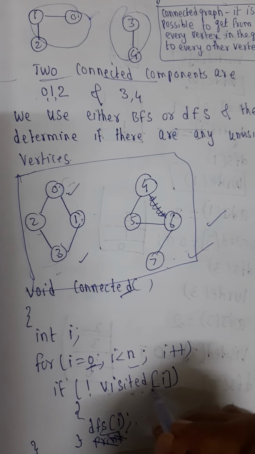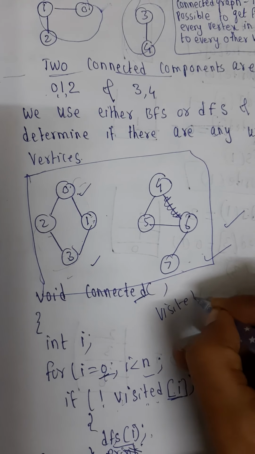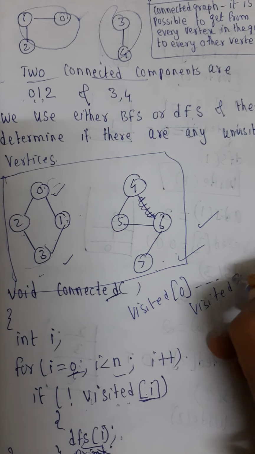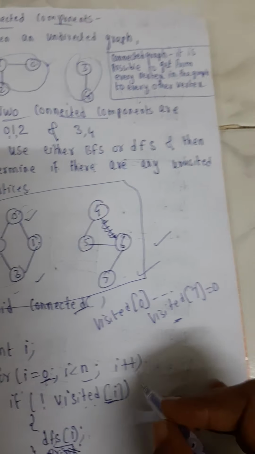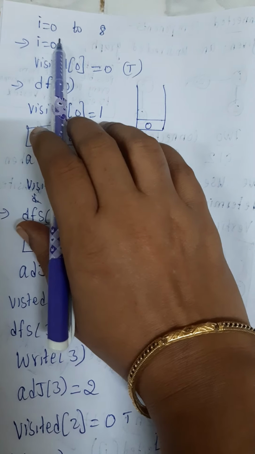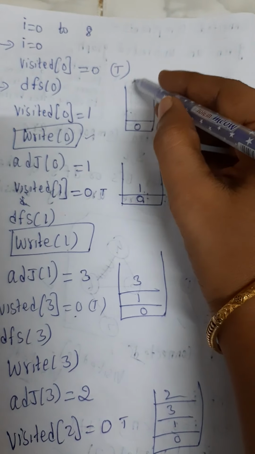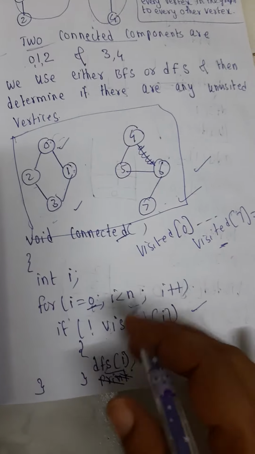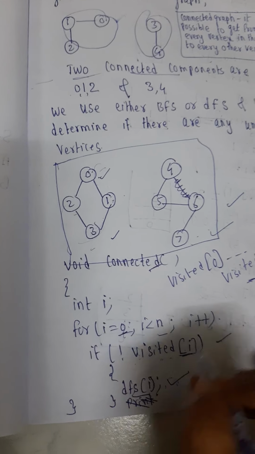Now if not visited of 0. Initially all the values are 0, visited of 0 to visited of 7 is 0. That means no vertex has been visited up to now, so it is true. First we have started with I equal to 0 to 8. So I equal to 0, visited of 0 equal to 0, true, because it is initially not visited. So since it is true, you are calling the DFS algorithm first for I equal to 0. So already you know the DFS algorithm.